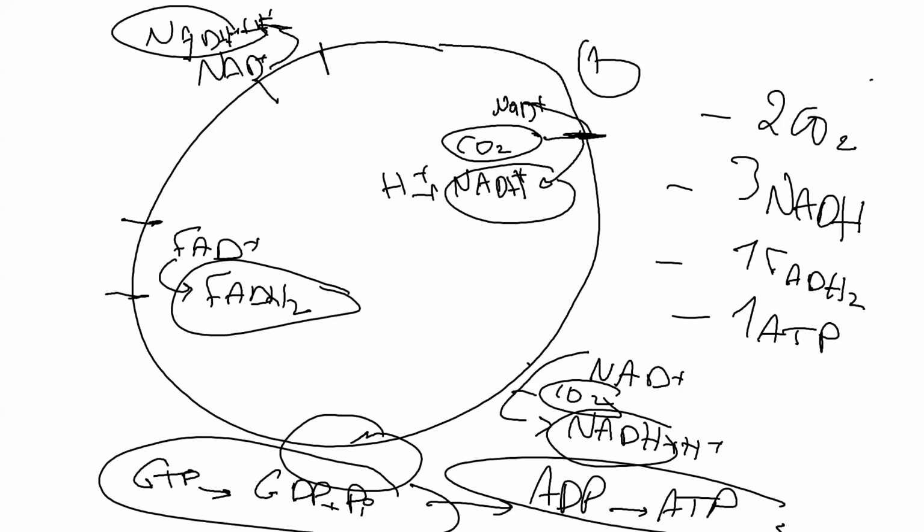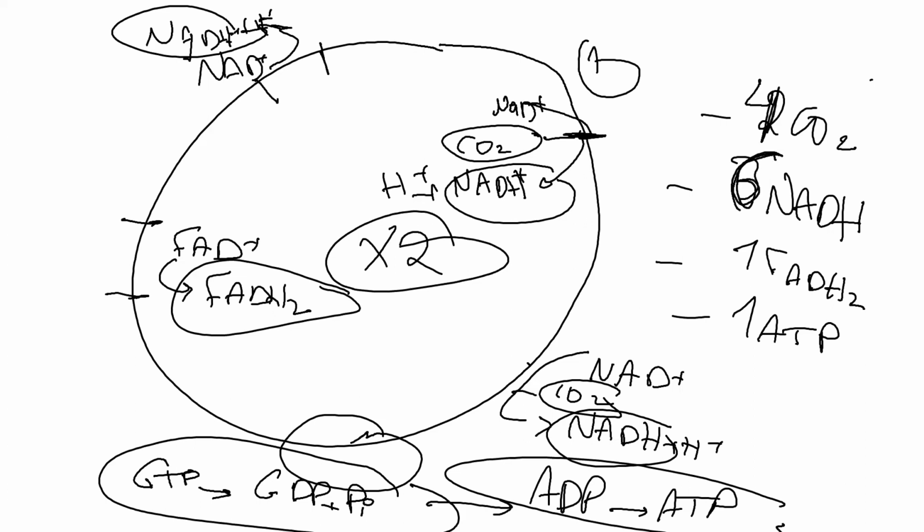Now, since we said that this cycle is multiplied by 2, we're going to have 4 CO2, 6 NADH, 2 FADH2, and 2 ATP. Clear? And also 2 H2O. Water will also be produced during this cycle.